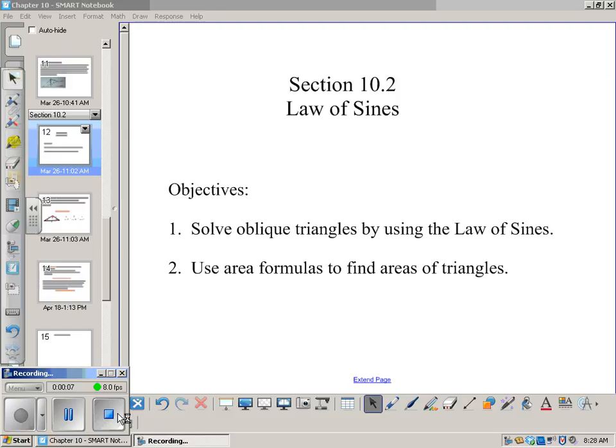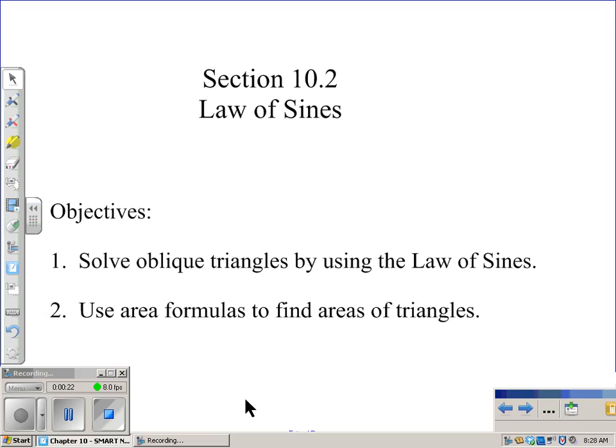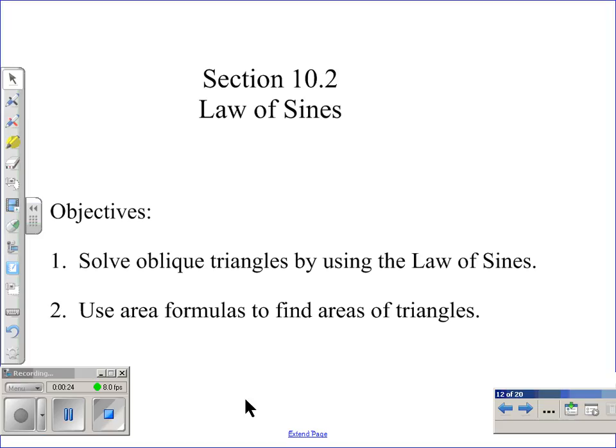In section 10.2, we're going to learn about the law of sines. In section 10.1, we learned about the law of cosines, but sometimes the law of cosines will not be enough to solve for all of the oblique triangles that we need to solve for. So in section 10.2, we're learning about the law of sines. We're going to solve oblique triangles by using the law of sines, and we're going to use area formulas to find the areas of triangles.